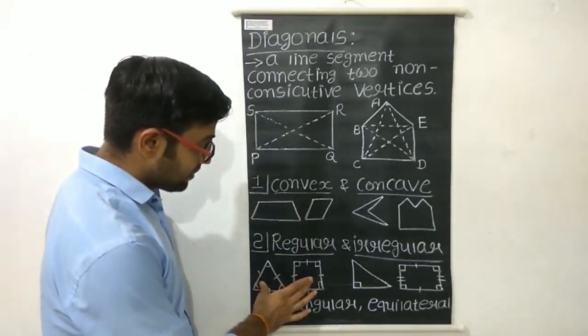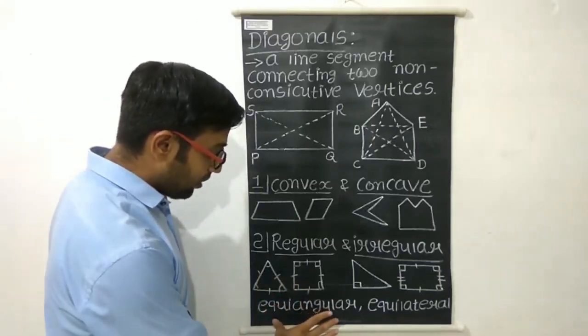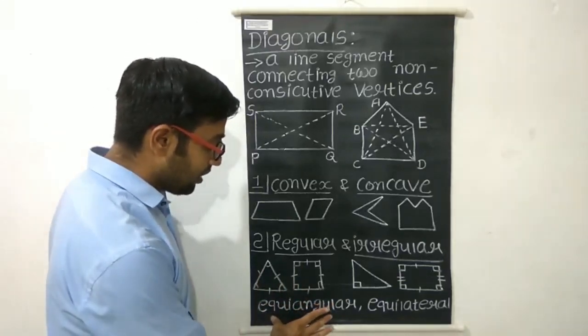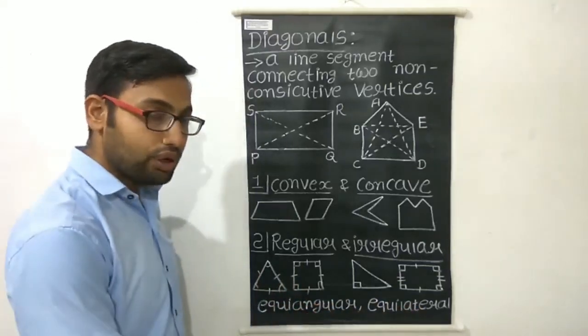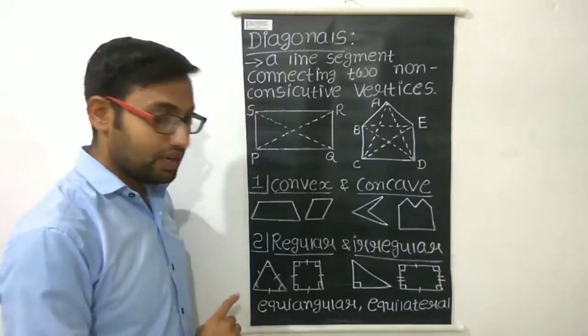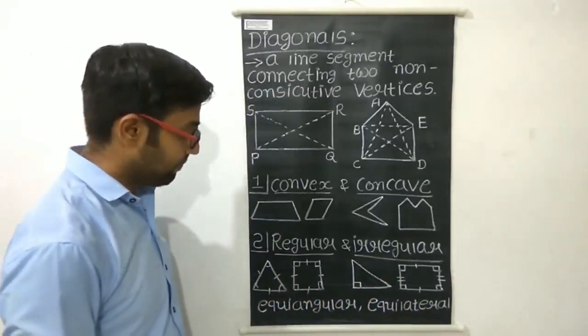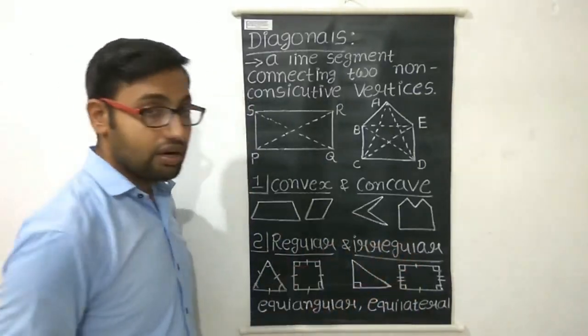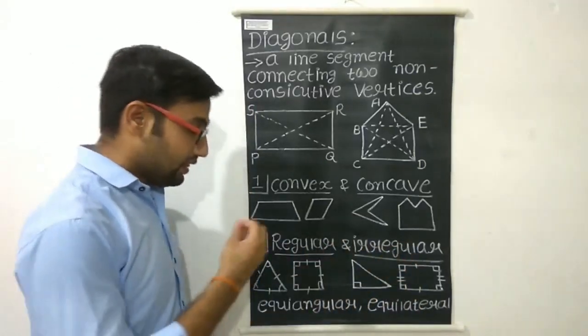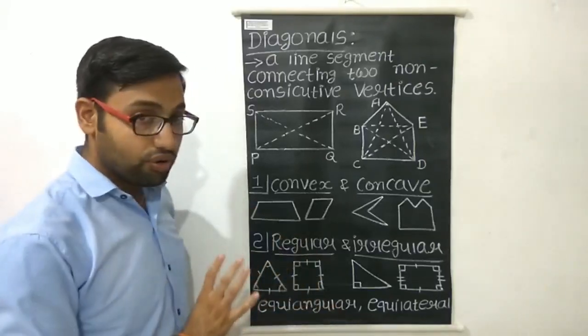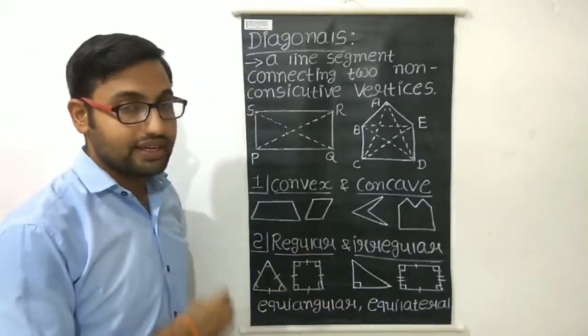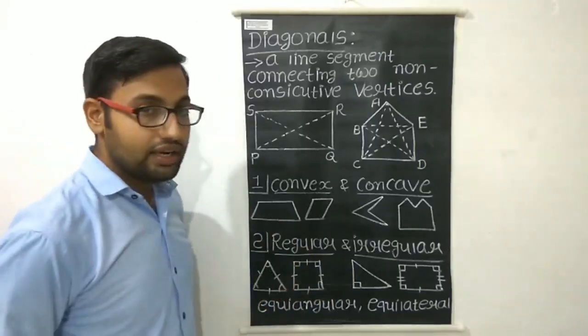This type of shape which is equiangular and equilateral. Equiangular means all the angles must be equal and equilateral means all the sides must be equal. So what are called irregular polygons? Any polygon which does not have equal sides and equal angles is called an irregular polygon.